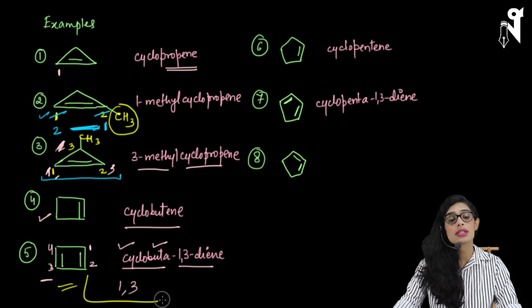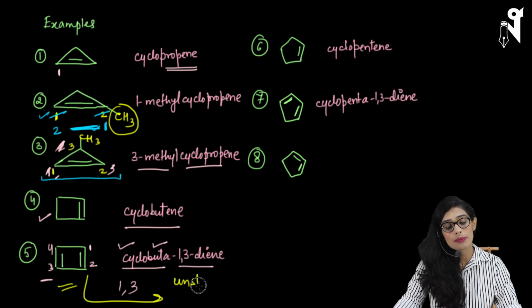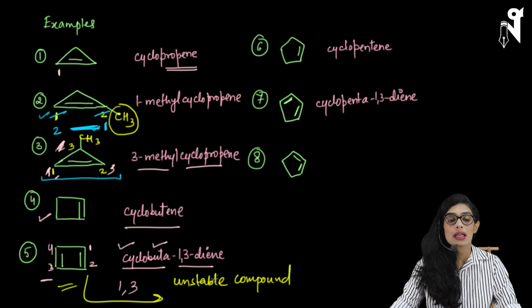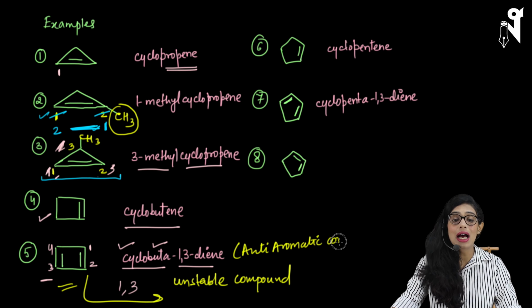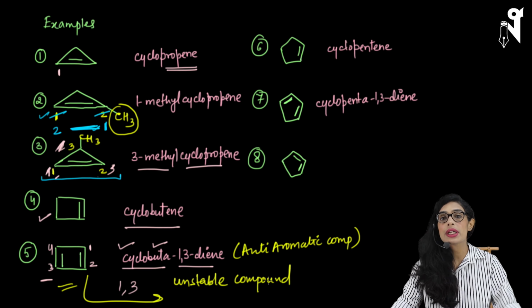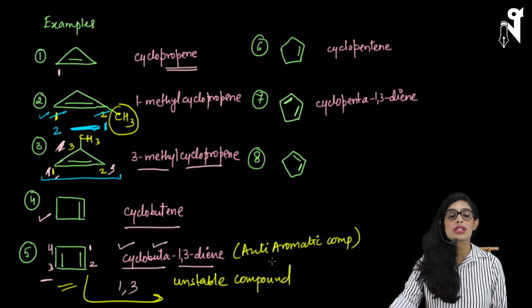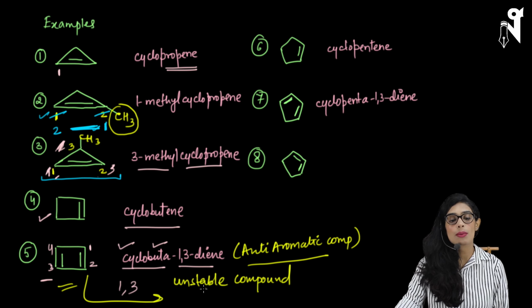This particular compound is an unstable compound. Why is it unstable? Because it is an anti-aromatic compound. What exactly are anti-aromatic compounds? We will be doing it going further. You just have to remember that this is an anti-aromatic compound.